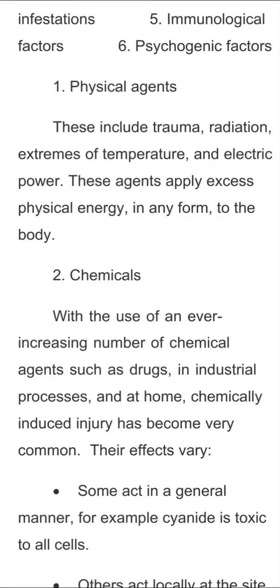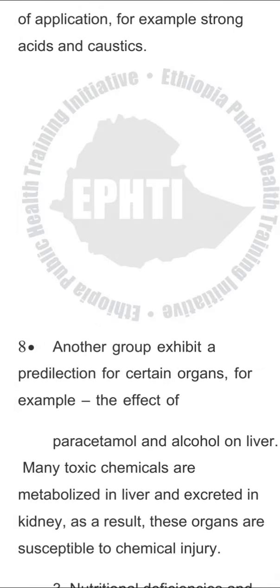While speaking about chemicals, with the use of an ever increasing number of chemical agents such as drugs in industrial processes and at home, chemically induced injuries have become very common. Their effects vary. Some act in a general manner. For example, cyanide is toxic to all cells. Others act locally at the site of application, for example strong acids or caustics. Another group exhibits a predilection for certain organs, for example the effect of paracetamol and alcohol on the liver. Many toxic chemicals are metabolized in the liver and excreted in the kidney. As a result, these organs are susceptible to chemical injury.